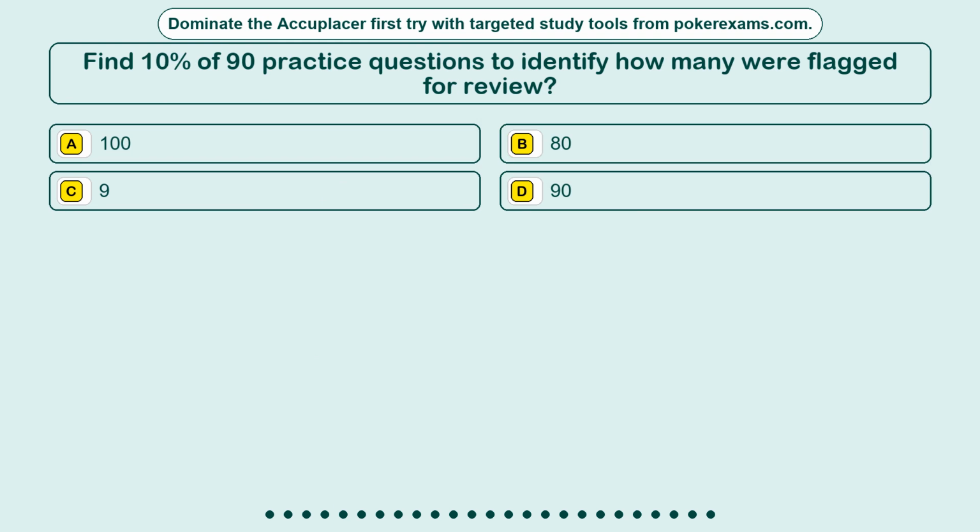Question 4. Find 10% of 90 practice questions to identify how many were flagged for review. Option A, 100. Option B, 80. Option C, 9. Option D, 90.